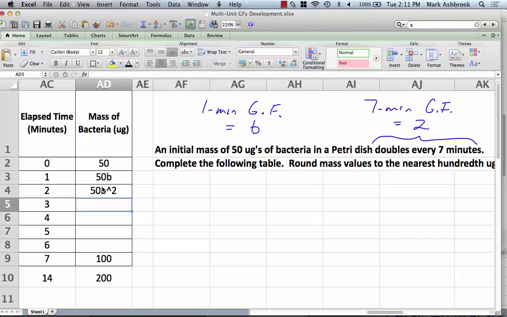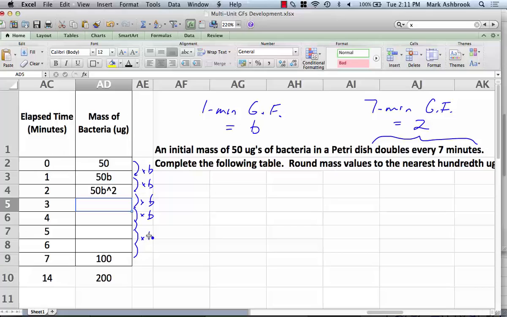This is the same thing we've done before. Every minute we multiply by B to get the mass 1 minute later. Just keep doing it. The 1-minute growth factor, we're trying to figure it out. We don't know what it is, so we're using the symbol B to stand for it as a way to figure out what the value is. We know that the 7-minute growth factor is 2, but we don't know what the 1-minute growth factor is. So we're just going to call it B and do the math using B.